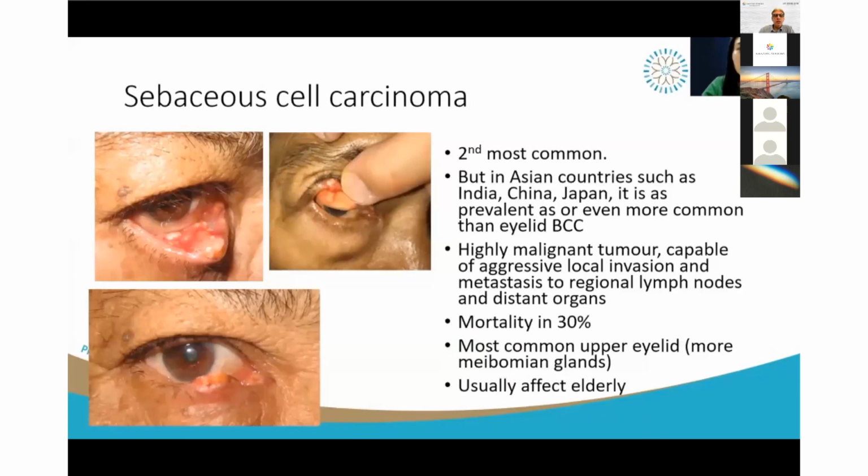Sebaceous cell carcinoma is the second most common, but in Asian countries such as India, China, and Japan, it is as prevalent as, or even more common than, eyelid basal cell carcinoma. It is a highly malignant tumor, capable of aggressive local invasion and metastasis to regional lymph nodes and also distant organs. Mortality is 30%. It is most commonly seen in the upper eyelid because it has more meibomian glands, and usually affects the elderly.